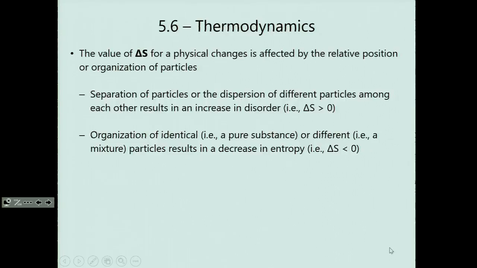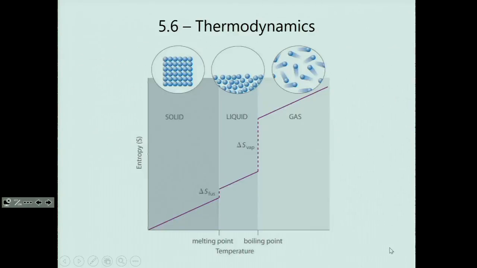Whenever you have an organization of particles, whether they're the same, meaning that it's a pure substance, or some kind of a mixture, when they're sort of completely random and they suddenly become organized, then that comes with a decrease in entropy, right? So we sort of saw this previously, but we were looking at it more in the context of enthalpy, if I recall correctly. Enthalpy, sorry. So here is, again, the melting and vaporization of a substance, right?